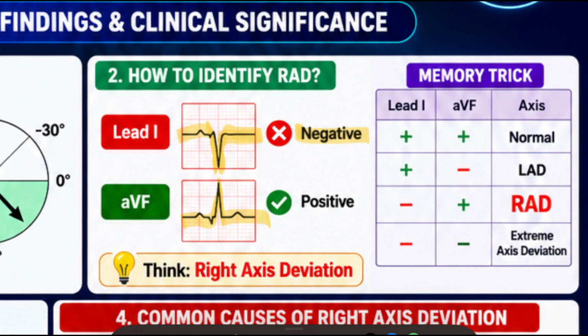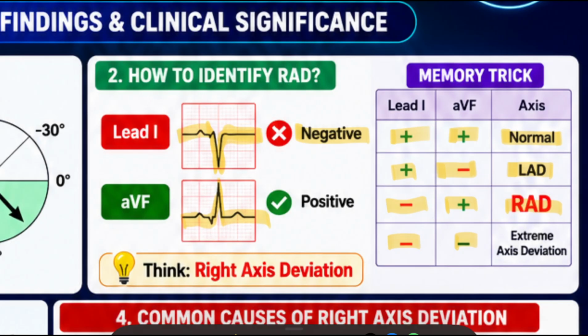We have one memory trick. If lead 1 and lead aVF are both positive, then we call that normal. If lead 1 is positive and lead aVF is negative, then we call that left axis deviation. If lead 1 is negative and lead aVF is positive, then we call that right axis deviation. And if both are negative, then we call that extreme axis deviation.